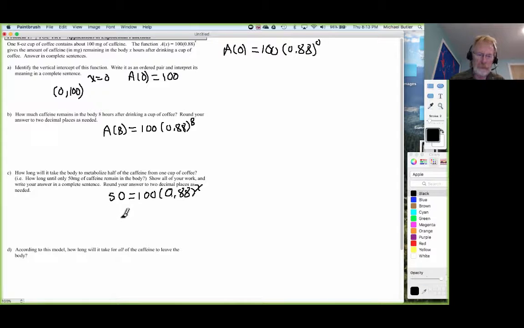At this point in our class, we're going to have to solve that graphically. So there are a couple of different ways you can do it. If you want, you can simplify this a little bit by dividing both sides by 100, or you can just roll with it and put y1 is 50 and y2 is equal to 100 times 0.88 to the x. So either way is fine. So let's go ahead and do it like this. Let's call y1 equal to 50 and y2 equal to 100 times 0.88 to the x.